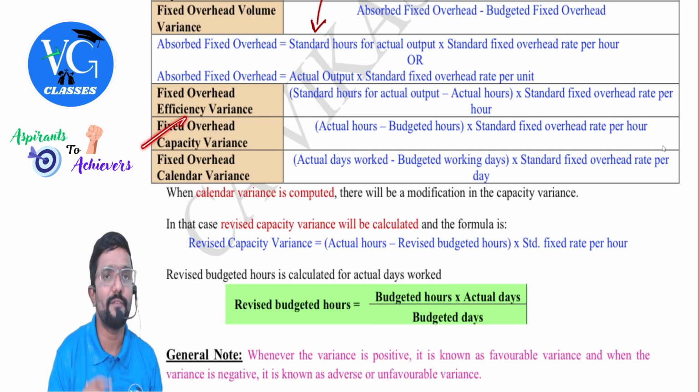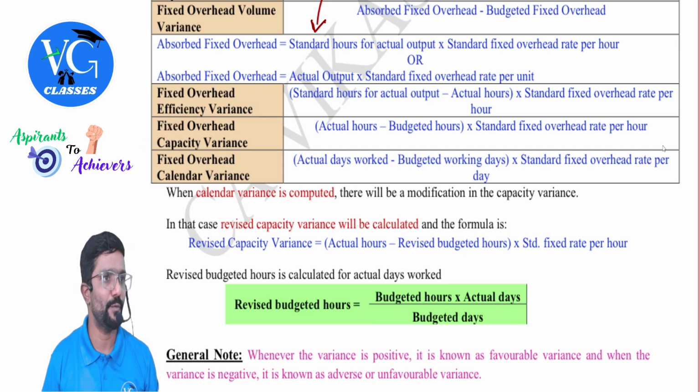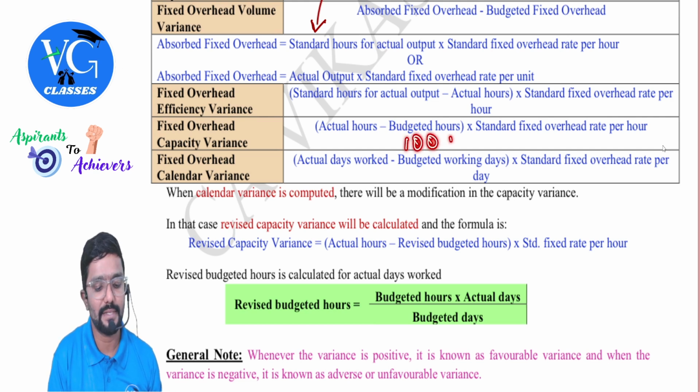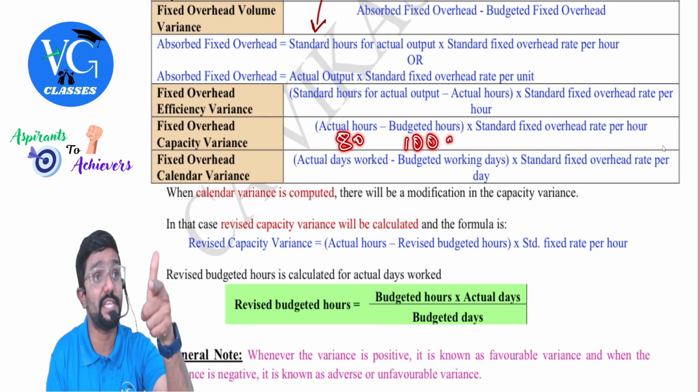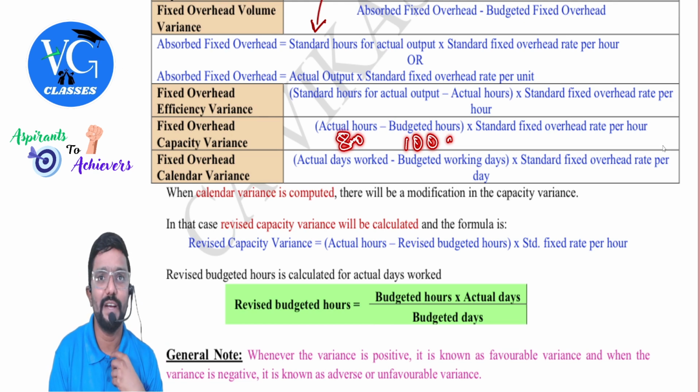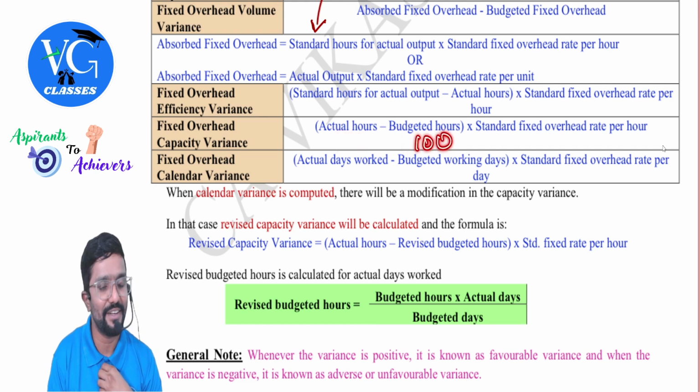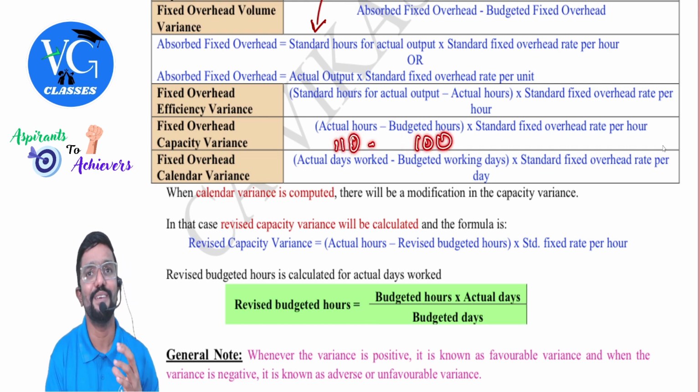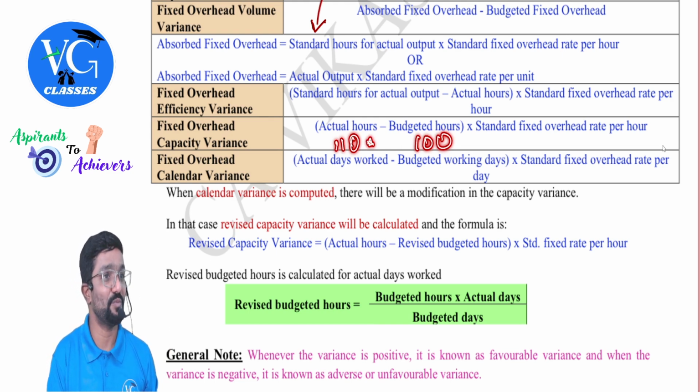Clear? Now we are thinking from the capacity utilization point of view. Assume my capacity was to work for budgeted hours of 100 hours, but I worked only for 80 hours. Good or bad? With respect to capacity utilization, bad. We have underutilized the capacity. So will you have a positive or adverse variance? Adverse variance. Or else, assume my budgeted hours is 100, but I work for 110. I use the capacity to the best.